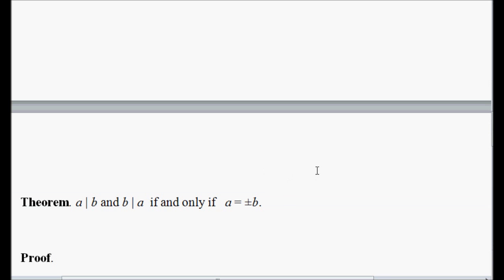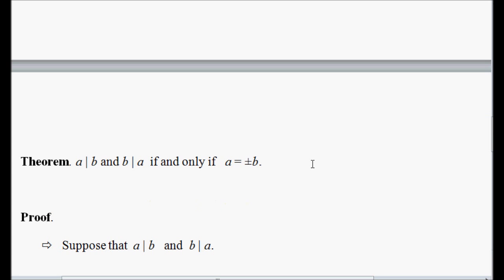So that leads us to a conjecture that A divides B and B divides A if and only if A is equal to plus or minus B. They have to be basically the same size, although negative signs are permitted. Okay, so in other words, negative 3 divides 3 and 3 divides negative 3. We have divisibility for negative numbers as well as positive numbers.